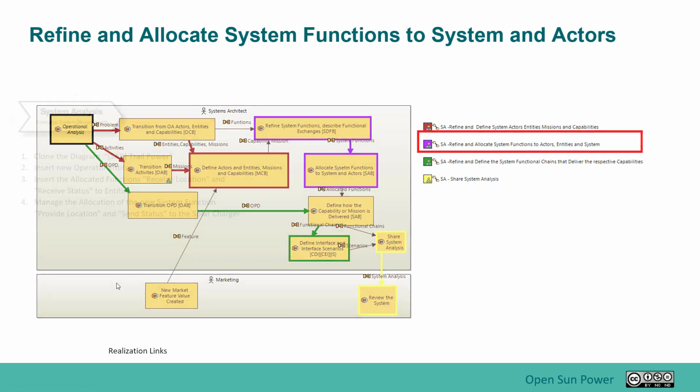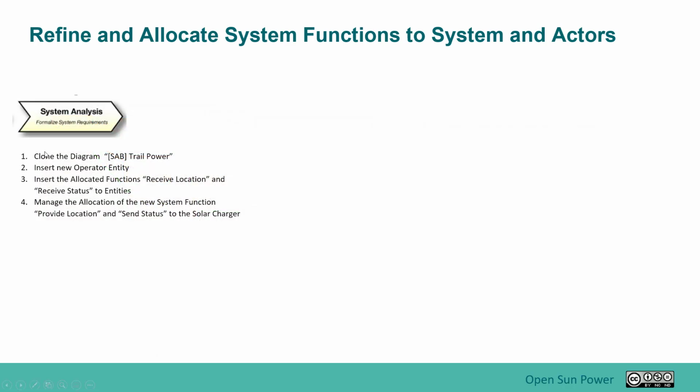So to do this, the steps we're going to take: we're going to clone the diagram SAB trail power and create a new diagram for the operator. We're going to insert the new operator entities, insert the allocated functions, and insert the new system functions into the diagram.